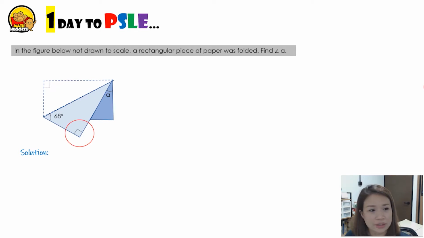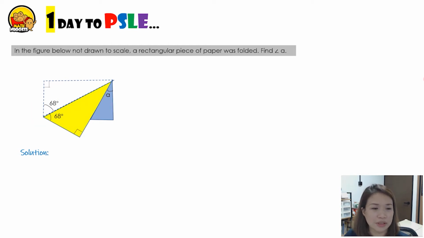Next, let's look at this part here. We have 68 degrees there. Can you imagine if we flip that part back up to the dotted lines there? Now it's folded. Unfold it, flip the paper back up. This would be 68 as well. So these are the two exact same angles, 68 and 68.